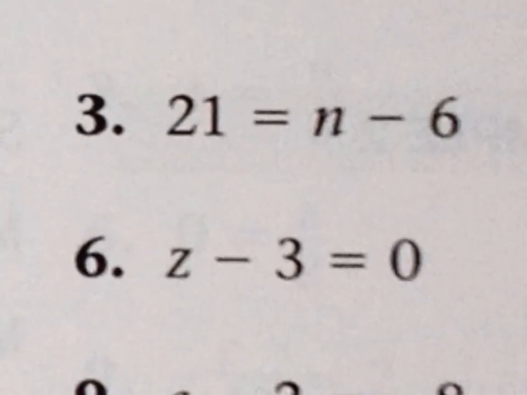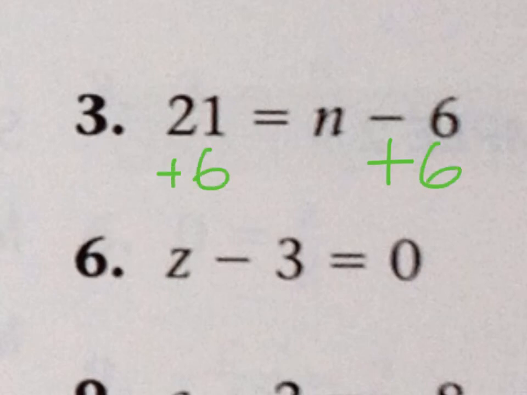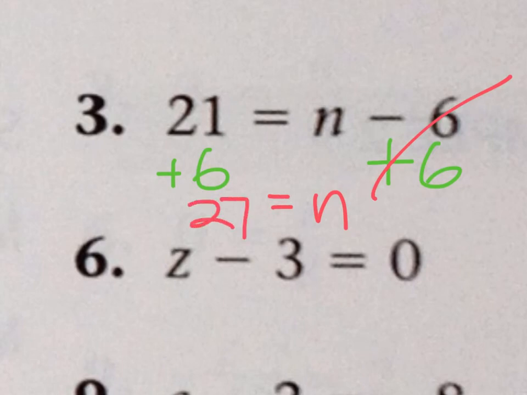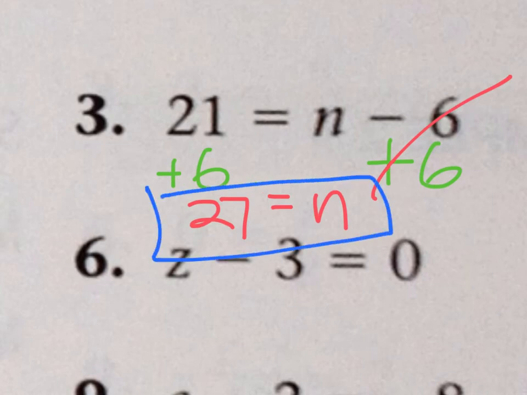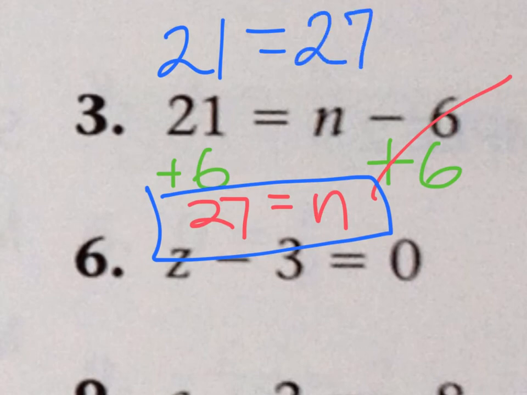I see it says 21 equals n minus 6. We're going to do the inverse operation, and the inverse of minus is plus. So let's add 6 to both sides. Great. And I know that when we do that, the 6's cancel out, and so all that we're left with is n. And 21 plus 6 is 27. Is this correct? Is this the right answer? Let's plug it in to see. So I'm going to rewrite 21 equals 27 minus 6. Is that correct? Does that work? It sure does. They're equal on both sides.